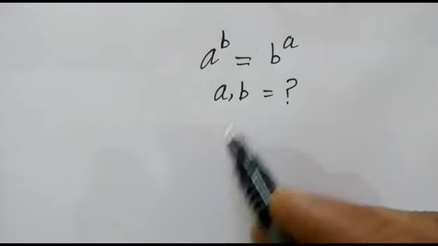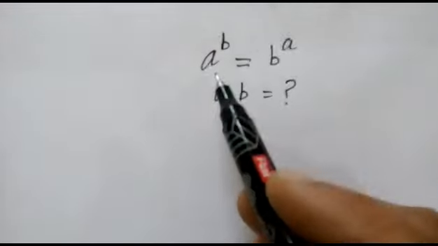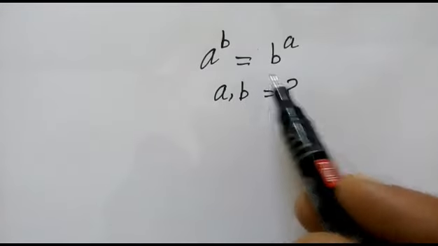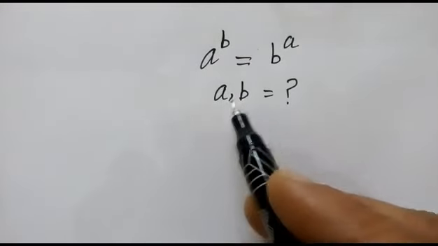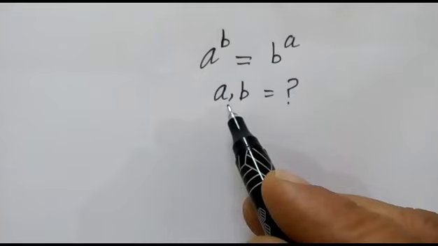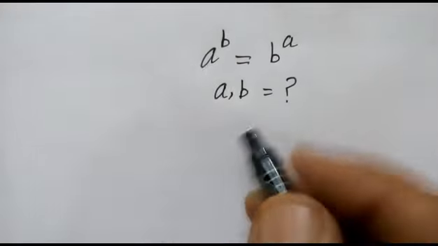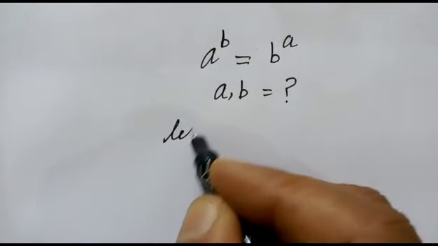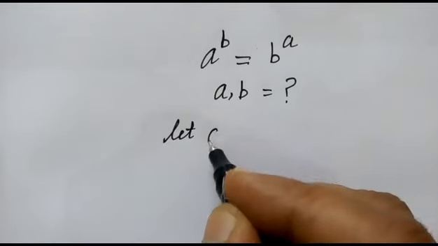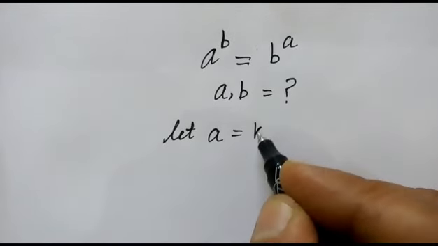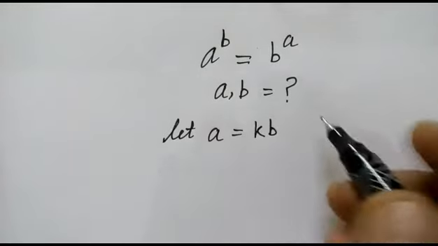Hi friends, today we have a nice exponential equation: a to the power b is equal to b to the power a. We have to find the value of a and b. So let's start. Let a is equal to k into b.